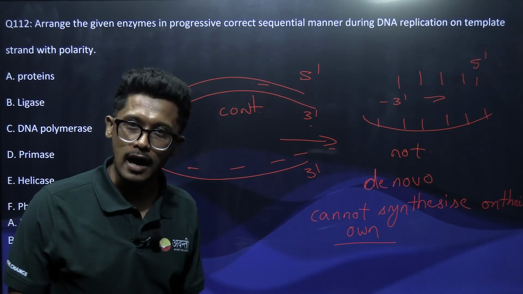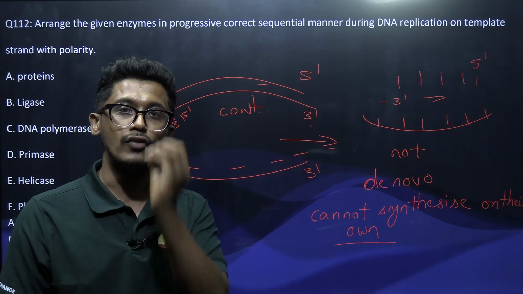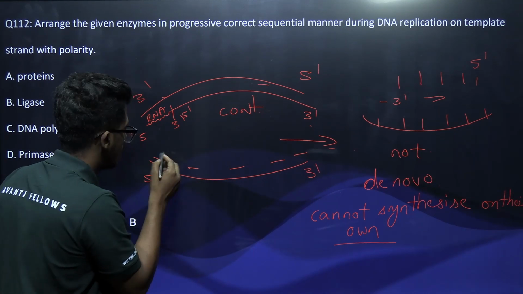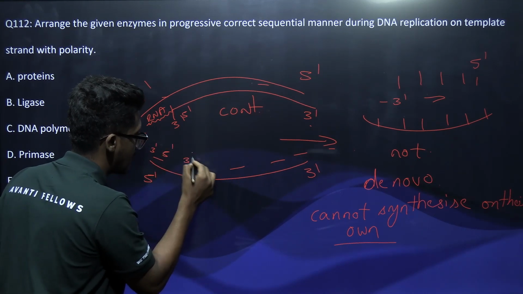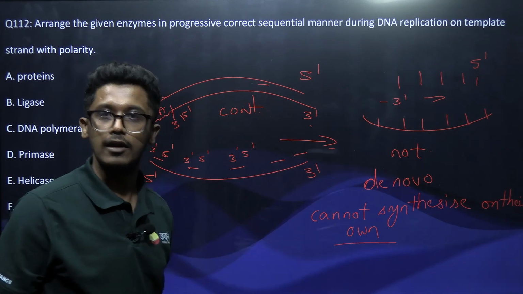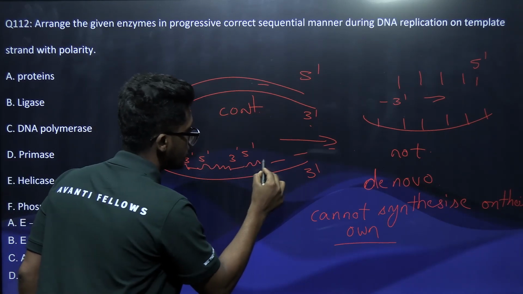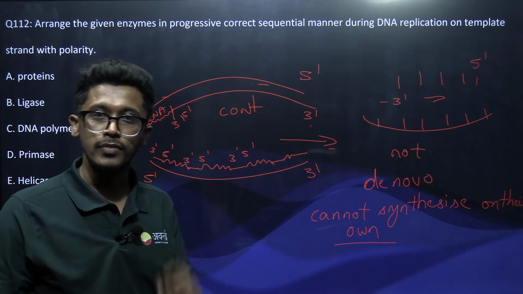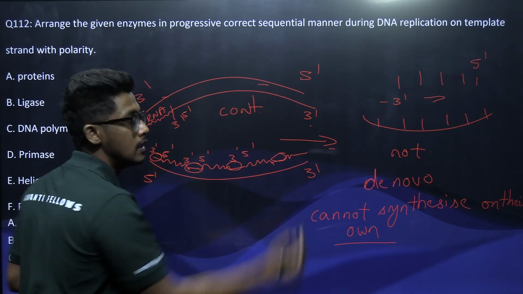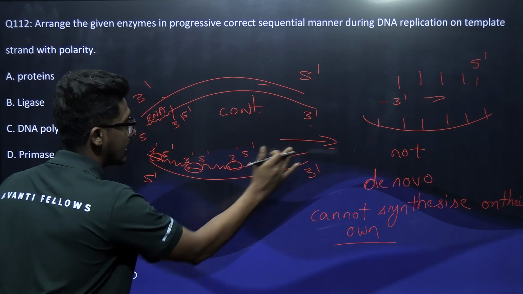Why do they have to lay a short RNA primer? Because the more new DNA strands are exposed, the more they lack the free 3' OH. You see here, I have written the short primers. This is 3', this is 5', this is 3', this is 5', like this. Short RNA primers are laid. Next, these primers are extended by a DNA polymerase. Once this is done, these RNA sequences have to be removed and replaced by continuous DNA.